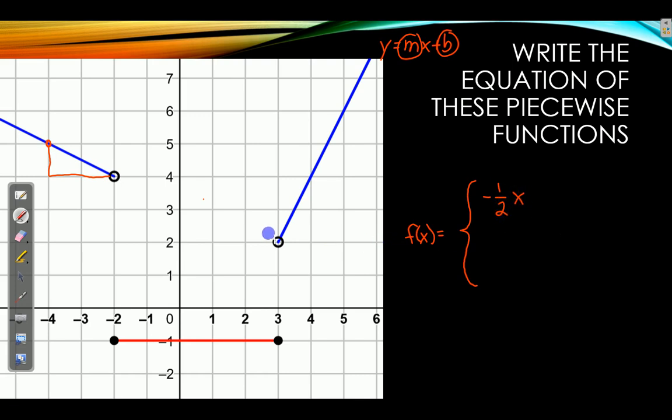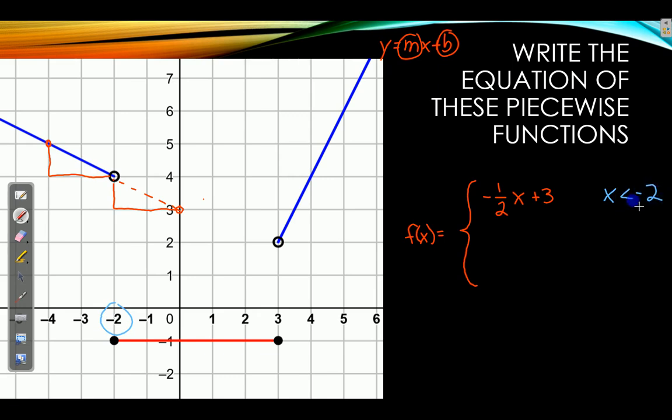All right, now the y-intercept. Where does this one cross the y-axis? So if I continue it on, it would hit right here. So that's my y-intercept of 3. So plus 3. Next, we need the domain. When do we use this function? Well, it starts here, and I'm using it everywhere to the left. So it starts at -2, and everything to the left of -2.